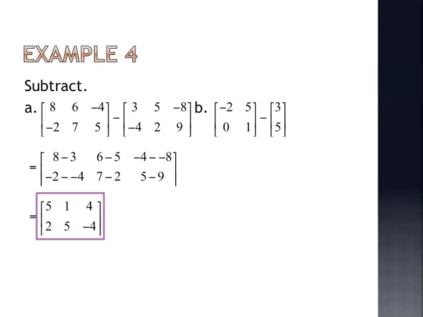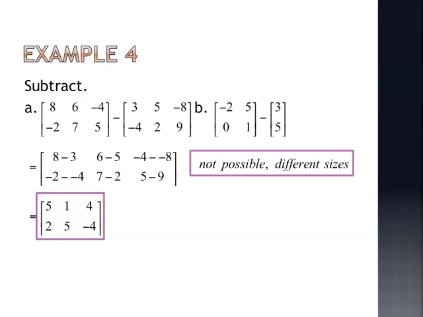For the second one, we have a 2 by 2 matrix, subtracting a 2 by 1 matrix. So in this case, we won't be able to subtract them because these two matrices are of different sizes. And since they're different sizes, we can't subtract, so you can say that this is not possible. They are different sizes.